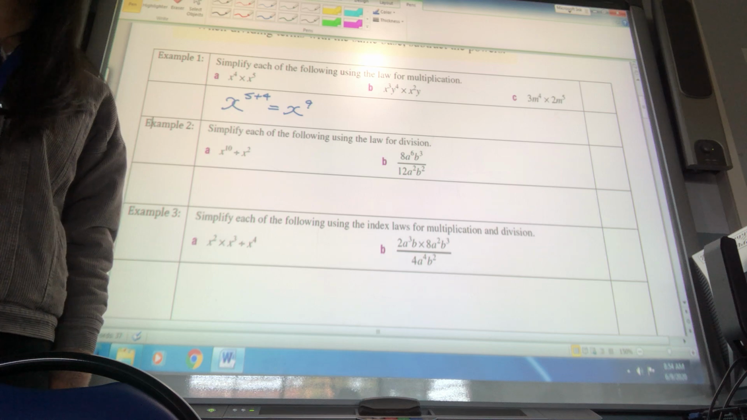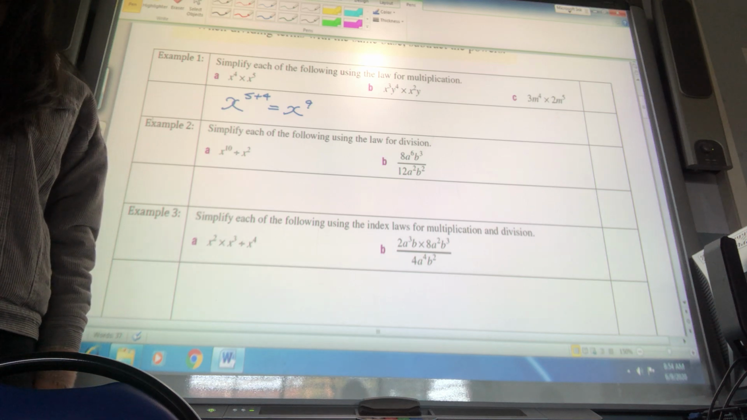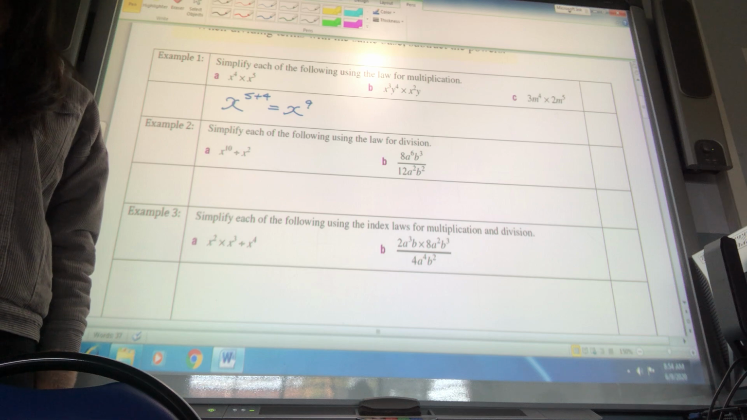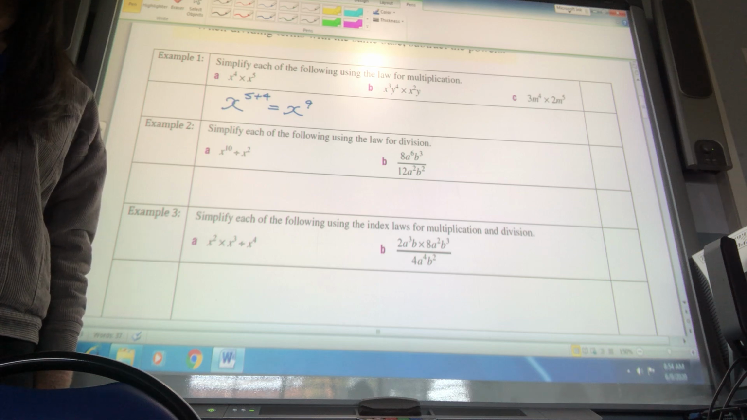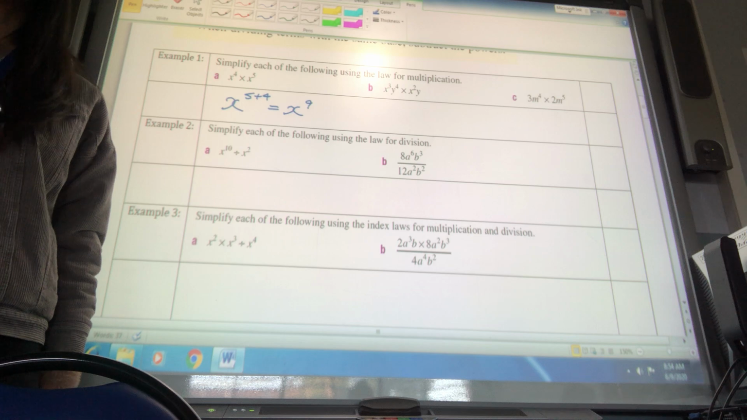Second one, this is different. Why is it different? There are two different bases, right? What you can do is, whenever you simplify these things, collect like terms. So when you have indices, we determine like terms by looking at the base. If the base number is the same, they're like terms.